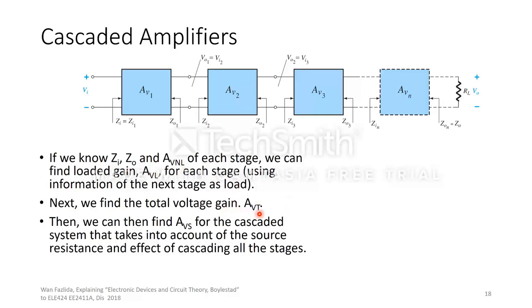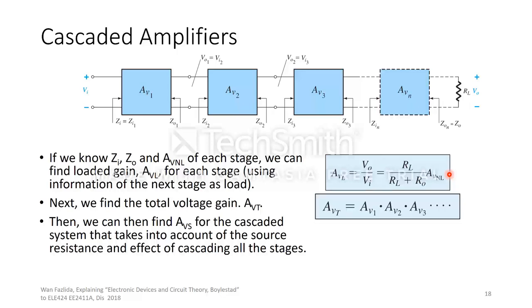Next, we can find the total gain AVT. So AVL for each of the stages, if we know Z in, Z out, and AV no-load of each stage, we can find the AVL using this formula that we have already covered. I'm just repeating it here. This is nothing new.